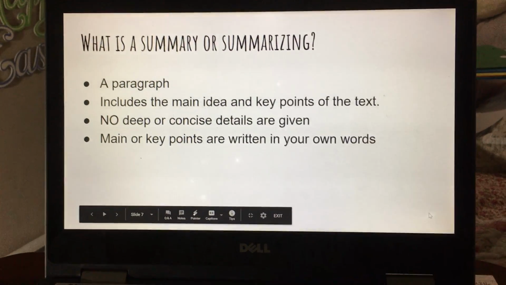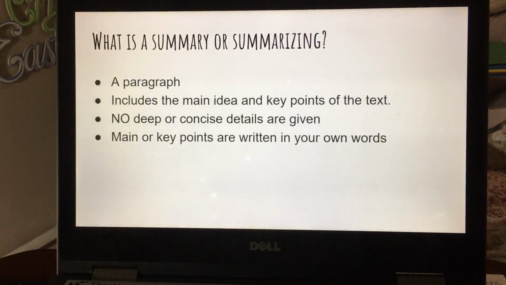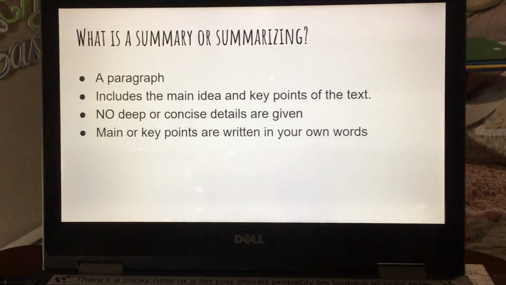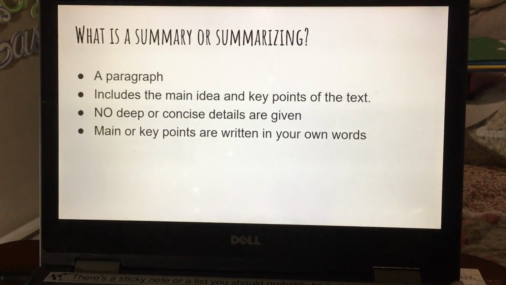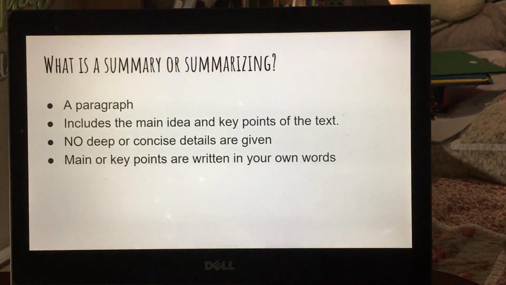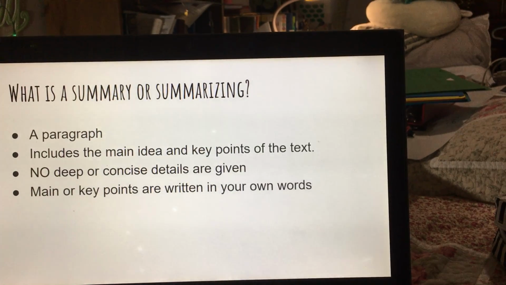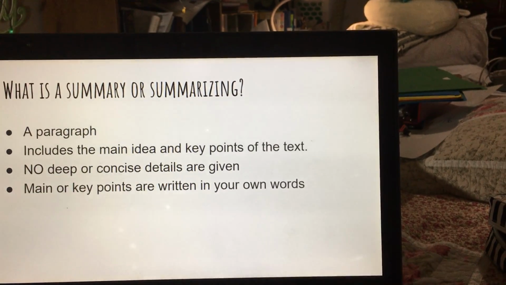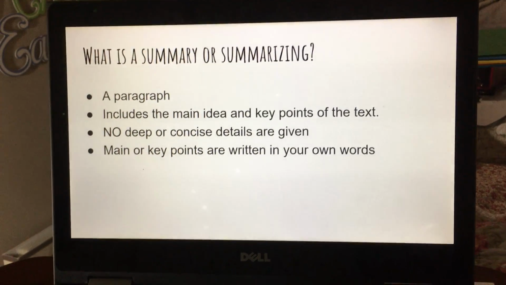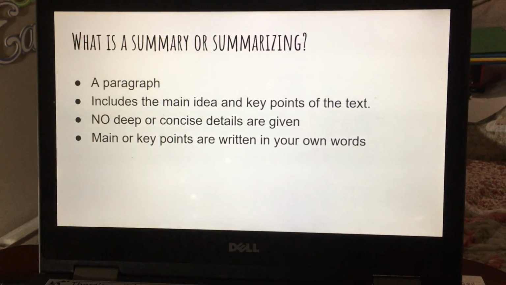Okay, what is a summary, or what is summarizing? A summary is usually a paragraph. It includes the main idea and the key points of a text. No deep or minor details are given. So small details that you really wouldn't need to know about a story to know the gist of it, you don't need to give in a summary. And the main or key points are written in your own words.